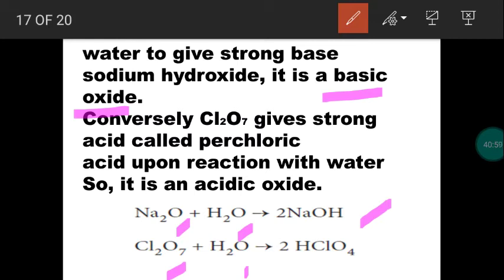Sodium hydroxide is a strong base. What about dichlorine heptoxide, Cl2O7? It forms a strong acid, perchloric acid. HClO4 is called perchloric acid. Since Cl2O7 produces perchloric acid, this is an acidic oxide, right? So dichlorine heptoxide is an acidic oxide.